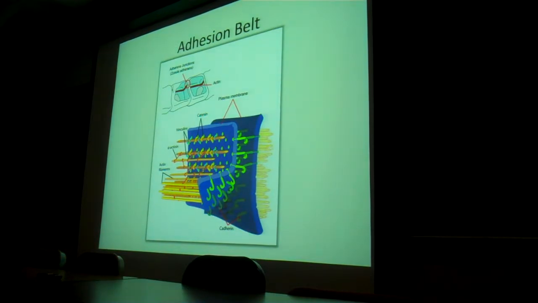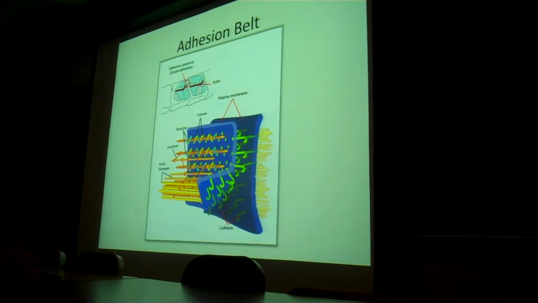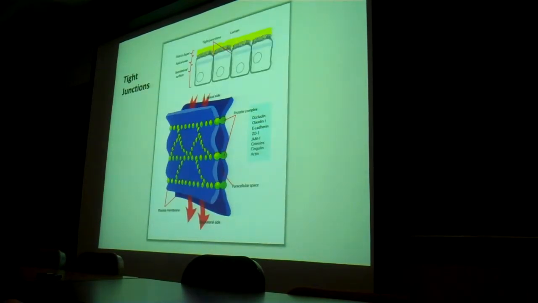I don't worry too much about adhesion belts, but I think just knowing their structure is fascinating. These are Velcro kind of proteins here. And then tight junctions, these are just like rivets holding these things together. It gives you a watertight seal around the epithelial linings.